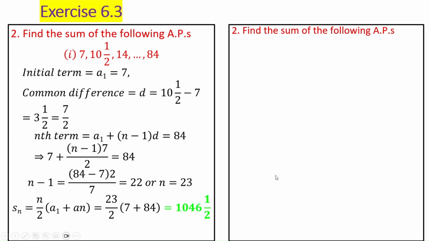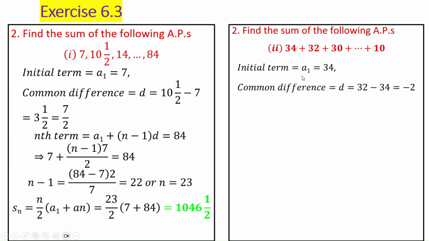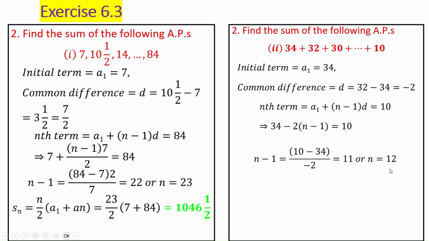Okay. Similarly, the second problem you can do the same way. 34 plus 32 up to 10. a1 equal to 34, d equal to minus 2. Last term is 10. So from this I can derive the n value, which is 12, n equal to 12. If I substitute, I get the answer Sn equal to 264. Next.